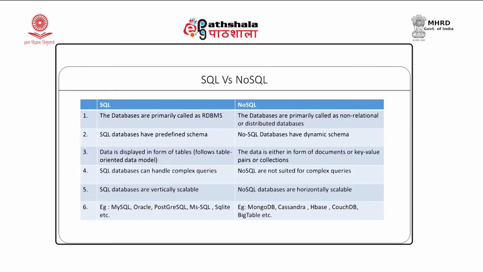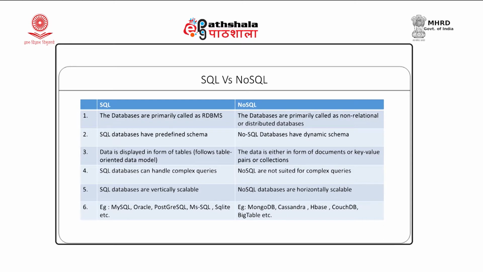Before going to Sqlite, a quick comparison of SQL versus NoSQL. In SQL, the databases are primarily called RDBMS. NoSQL databases are non-relational or distributed databases. SQL databases have a predefined schema. NoSQL databases have a dynamic schema, the column length and so on are not fixed. In SQL, data is displayed in the form of tables, that is, they follow a table oriented data model. In NoSQL, the data is either in the form of documents or key value pairs or collections.